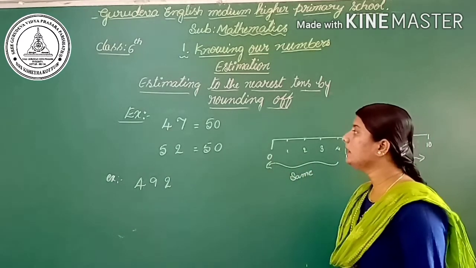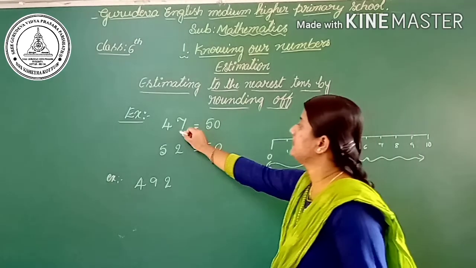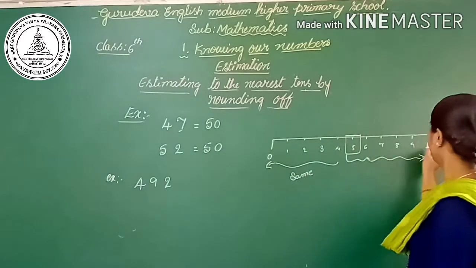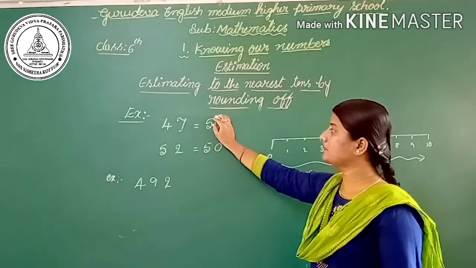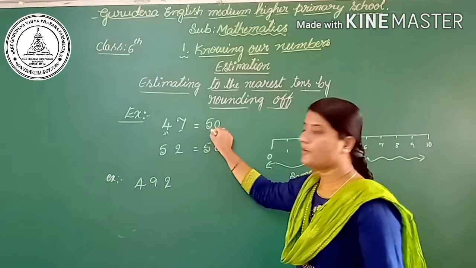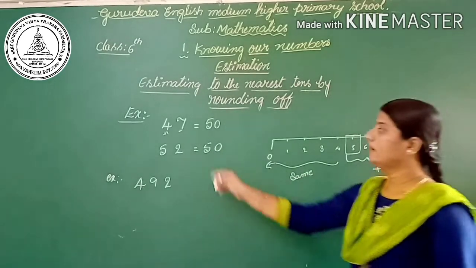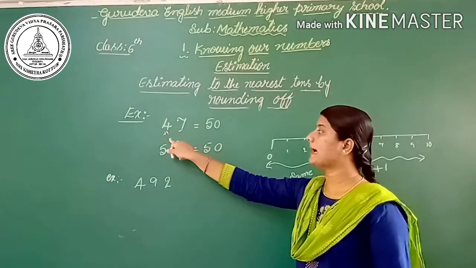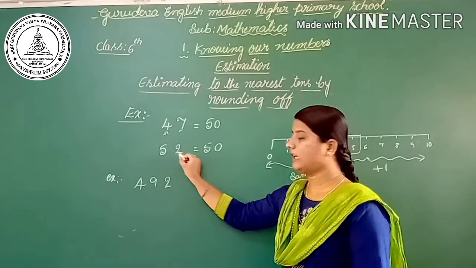Once you observe here, there is a 7. It is near to the 10. So we have written 0 at the ones place, but we have added 1 to the tens digit: 4 plus 1 is 5. So if the digit at the ones place is 5 or more, we have to add 1 to the tens place. Then next, see here 52.